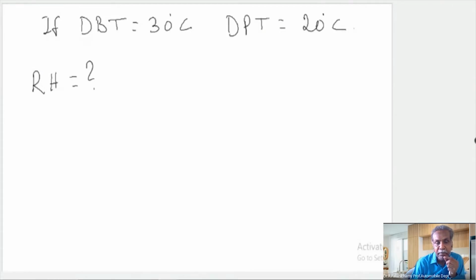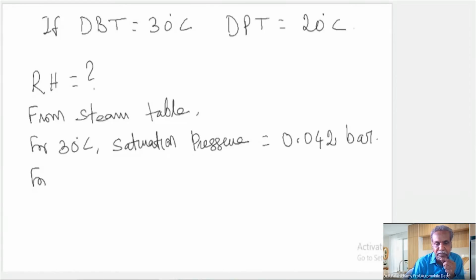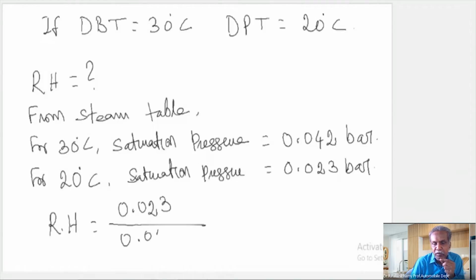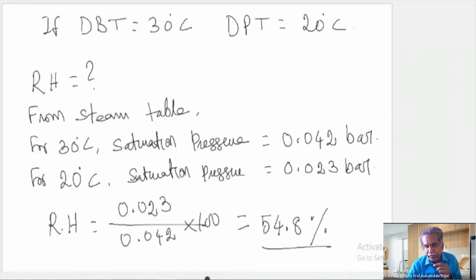எப்படி calculate பண்றதுன்னா from steam table 30 degree centigrade saturation pressure. For 30 degree centigrade saturation pressure எவ்வளவு 0.042, for 20 degree centigrade saturation pressure 0.023. Now relative humidity is 0.023 divided by 0.042, of course into 100. Humidity is expressed in terms of percentage, 54.8. Suppose if air is saturated, ரெண்டு temperature equal இருக்கும் இல்லையா?